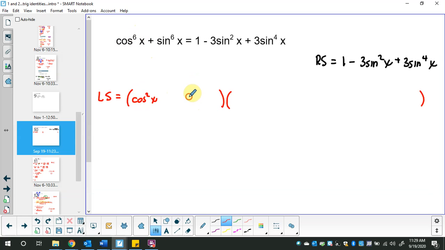And then if you do the same with the back, that's sine squared x. You take the first term and you square it, meaning you get cos to the 4th x. You can take the back and square it, so you get sine to the 4th x. Okay, that's a good thing. And then you take the two terms and put them into the center.